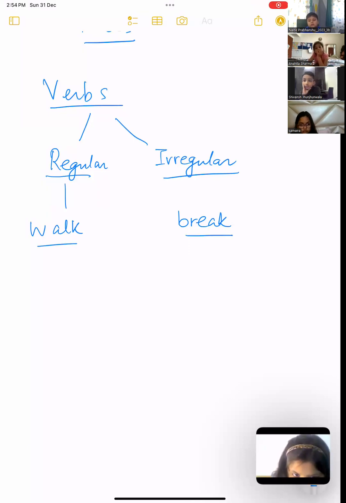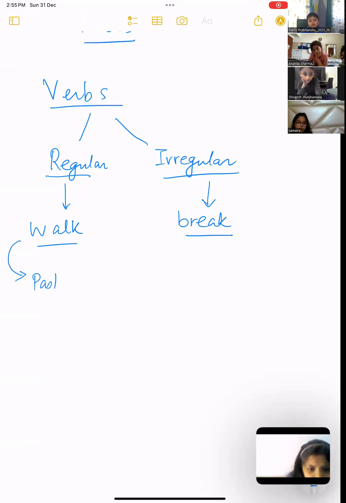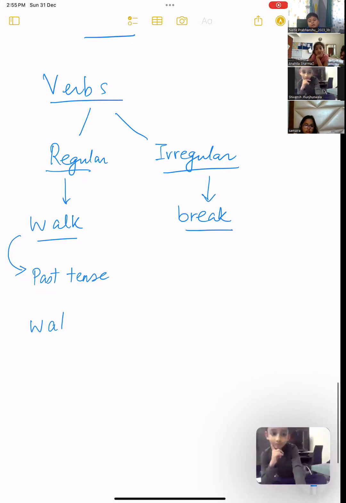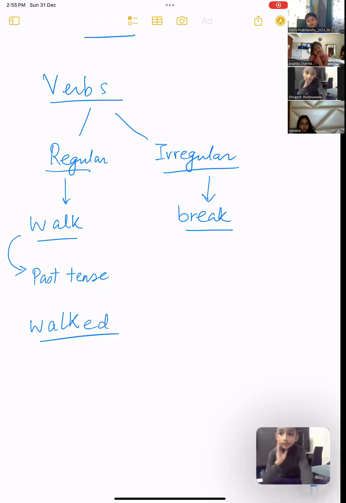I have put walk under regular verbs and break under irregular verbs. Okay? Now, if I want you to change the tense of it, I'll ask Shivansh, change walk to past tense. What will it become? Mute, mute. Shivansh, what will it become? Ma'am, walked. Walked. And what will be the spelling? W-A-L-K-E-D. So this is walked.